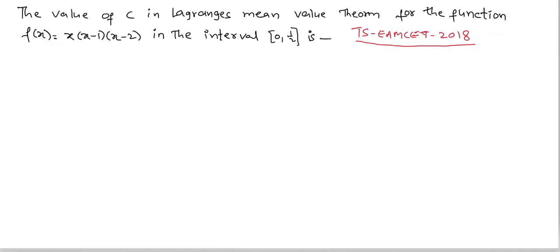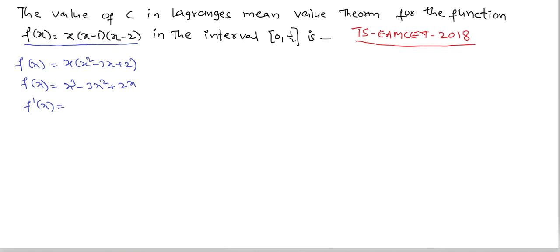The value of c in Lagrange's mean value theorem for the function f of x is equal to x into x minus 1 into x minus 2 in the interval 0 comma 1 by 2, TSMSET 2018 question. Here the function is given, f of x is equal to x into x minus 1 into x minus 2. Multiplying these three, f of x is equal to x into x square minus 3x plus 2. So f of x is equal to x cube minus 3x square plus 2x. Now take differentiation, that is f dash x is equal to 3x square minus 6x plus 2.